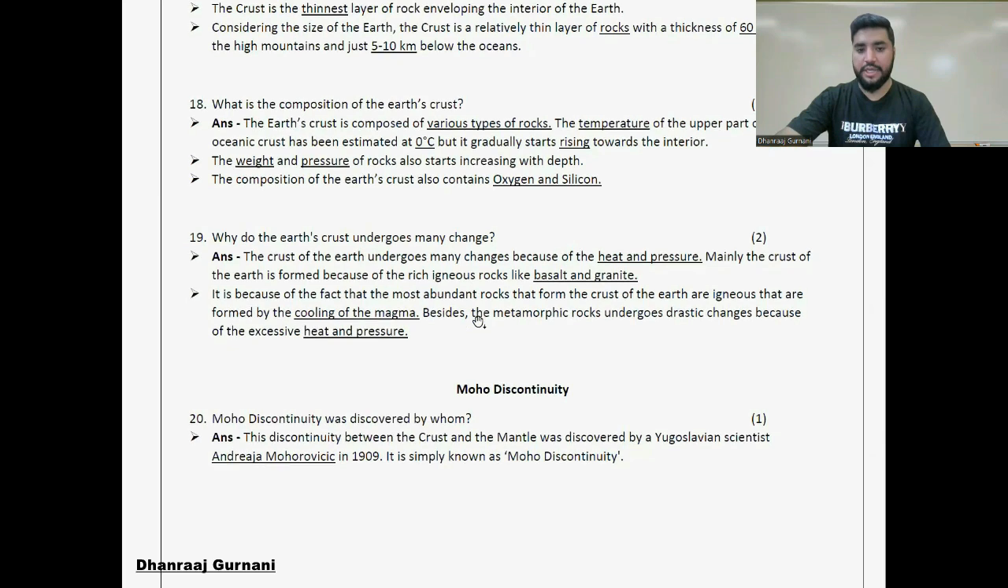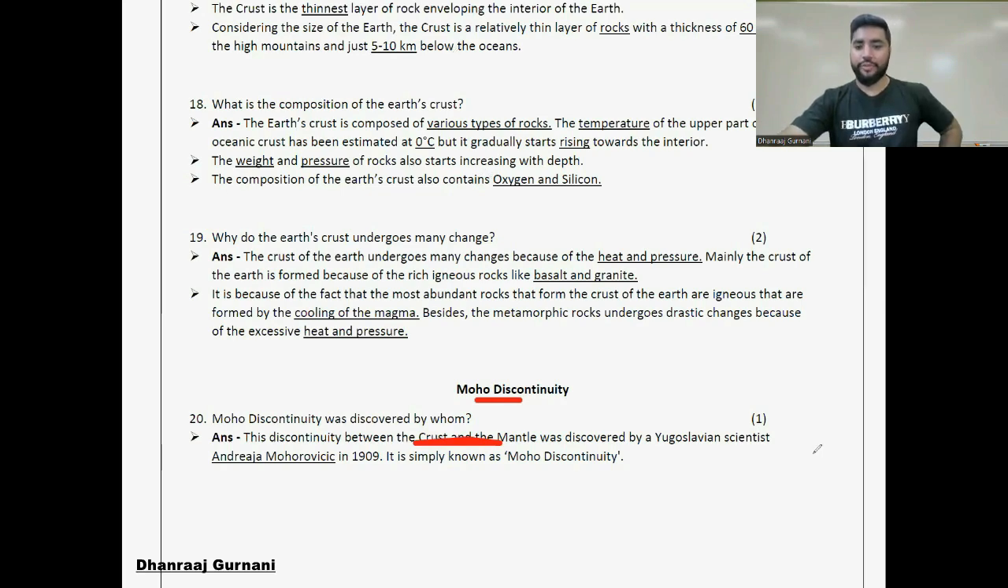Moving to the last layer, the Moho discontinuity. Just as we did the Gutenberg discontinuity, we do the Moho discontinuity. The discontinuity between the crust and the mantle is called the Moho discontinuity. So between the core and the mantle was Gutenberg. Between the crust and the mantle is the Moho. We'll see the image also.